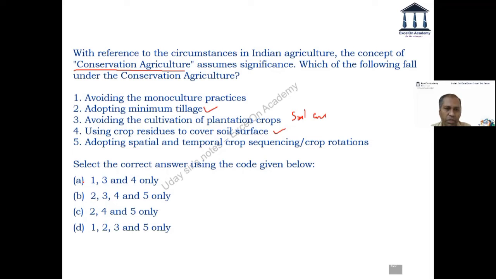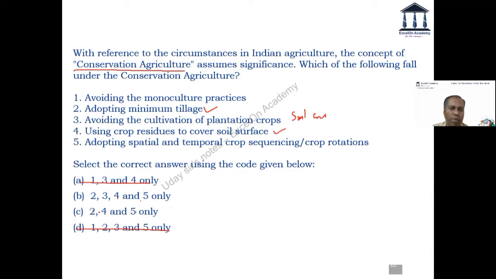So let me strike off options which do not have both 2 and 4. Unfortunately, only 1 I am able to strike off. Oh, 2 I am able to strike off. Oh, good. 2 and 4. Oh, now this has become very easy, no? Is it that easy? Using crop residues to cover soil surface, adopting minimum tillage, and this does not have 4, this does not have 2. Now these both have 2, both have 4, both have 5, which means the only thing I need to look at is whether statement 3 is correct or not.